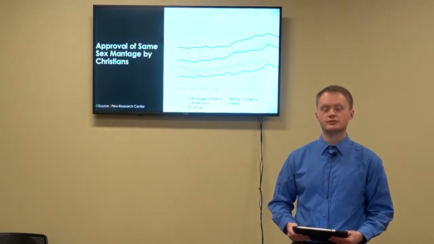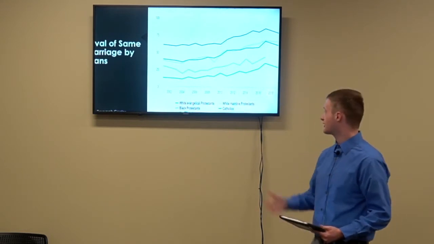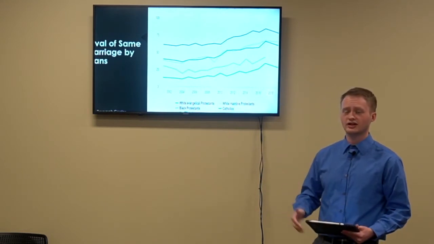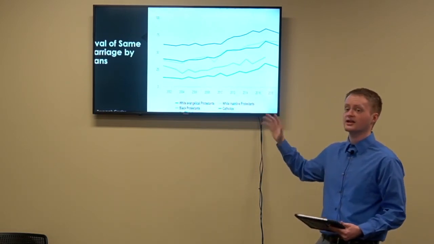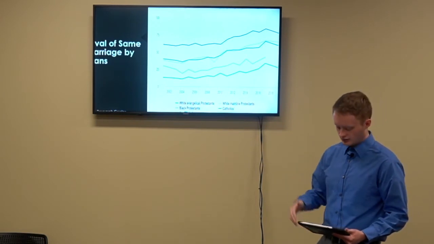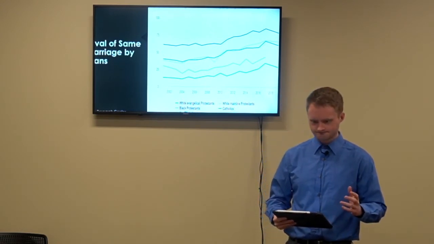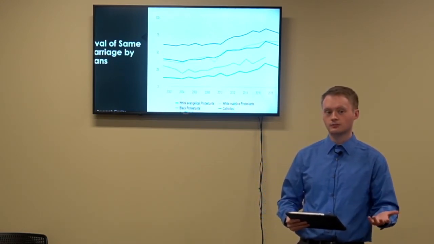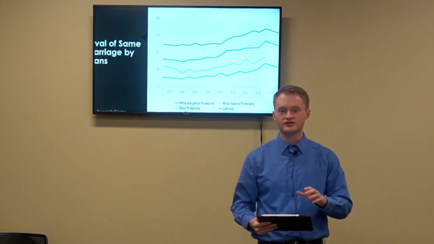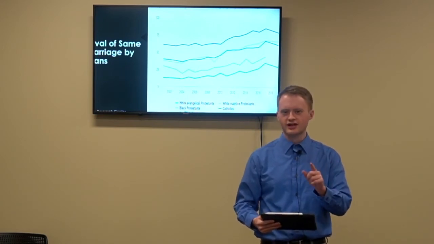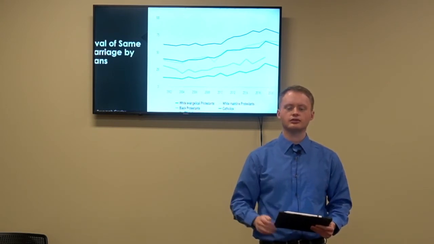Now, the approval of same-sex marriage by Christians, as you can see, has improved over the past 2 decades, but it's still not as high in some institutions. For reference, 79% of non-affiliated U.S. citizens approve of same-sex marriage, while 66% of white mainline Protestants approve of it, 61% of Catholics approve of it, and only 29% of white evangelical Protestants approve of it.